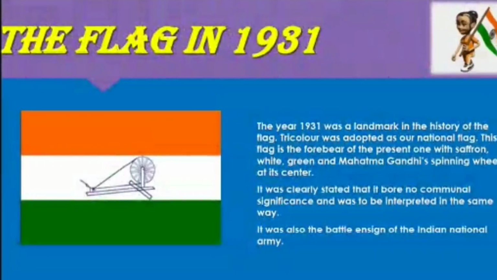The flag in 1931. The year 1931 was a landmark in the history of the flag. Tricolor was adopted as our national flag. This flag is the forebear of the present one, with the saffron, white and green and the Mahatma Gandhi spinning wheel at its center. It was clearly stated that it bore no communal significance and was to be interpreted in the same way. It was also the battle ensign of the Indian National Army.